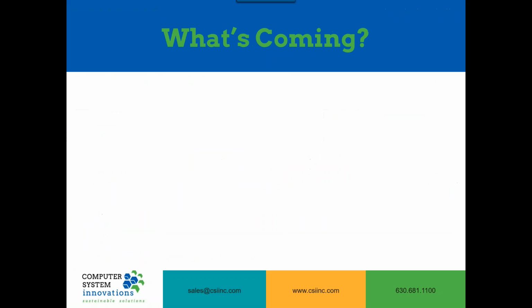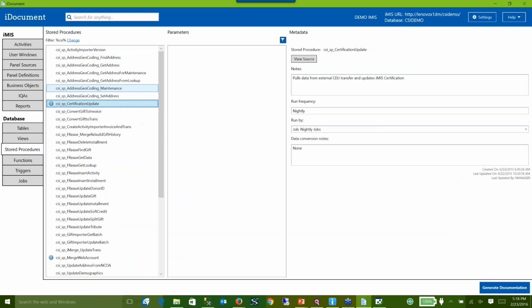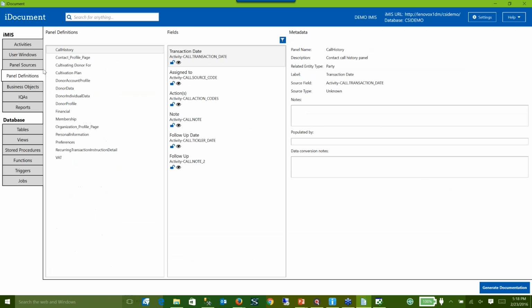Okay, so what's coming in iDocument? One of the things, like I've mentioned, these are for our customers. We've added the ability to document some things, such as panel sources. So if you are using iMIS 20, you will have the ability to document those. Panel definitions and triggers. I'll prove it right now. It's in this early release that I have here. Here are my panel definitions. So these are, you can't even find this stuff in iMIS yet. They're adding it to the next release of iMIS. And it's the ability to find all of my panels that I've defined out there.